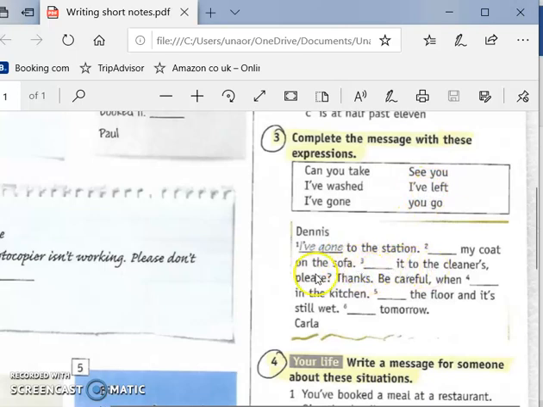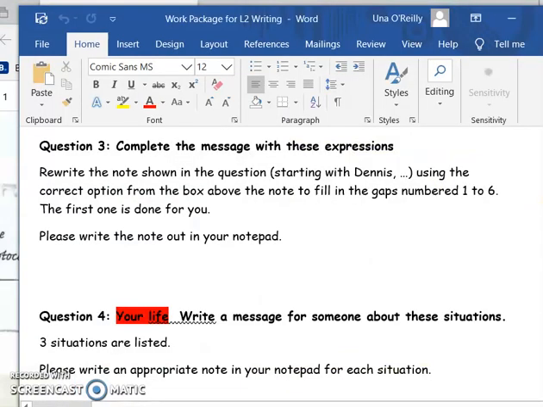Something it to the cleaners, please. Okay, so that's a question. So can you take it to the cleaners, please? Thanks. Be careful when you something in the kitchen. Okay, so can you take is gone, I've gone is gone, I've left is gone. So when you go in the kitchen, something the floor and it's still wet. So I've washed the floor and it's still wet. And then the last one that's left is see you tomorrow. Okay, that was number 3. That was easy enough, I think.